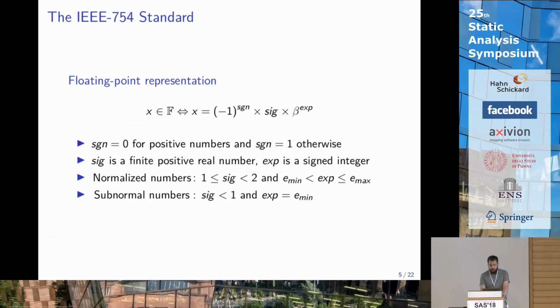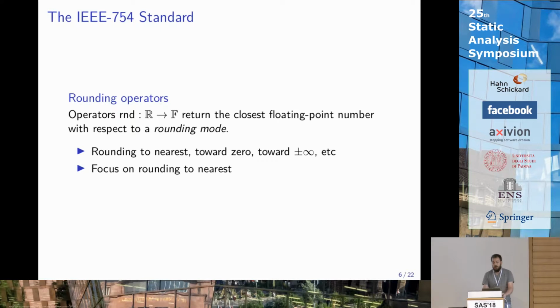But because the significand is finite, each time we try to represent a real number, we have to round it. And the standard defines rounding operators as functions that return the closest floating point number to a real with respect to a rounding mode. Several rounding modes are defined by the standard, but in this work, we are only focused on rounding to nearest with tie to even, but it's a technical detail.